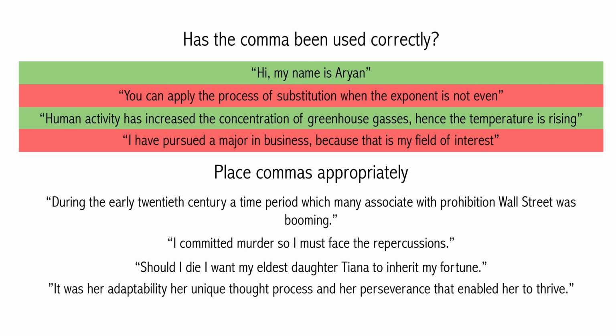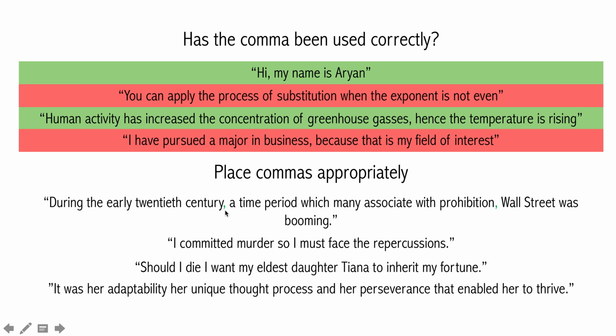Now, in this exercise, we're looking at placing commas appropriately. So during the early 20th century, a time period which many associate with prohibition, Wall Street was booming, right? So obviously, we see that the break over here does not make sense. It is rather abrupt. So we can almost already tell that there has to be a comma there. And we'll also notice that a time period all the way until prohibition appears to be extra information that is connected to 20th century. So here, how we use commas and extra information comes into play. So we just have commas around it, and that is correct now.